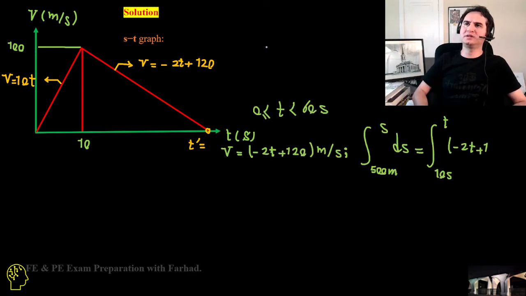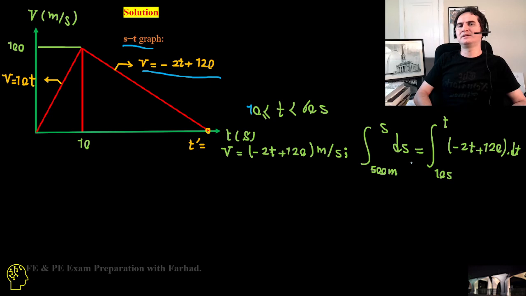And if you do the displacement-time for the second part, v is equal to negative 2t plus 120 meter per second, from 10 to 60. The 500 meters is going to be the displacement at the starting point of the second part, and ds integrated is the integration from 10 seconds to t of v dt.